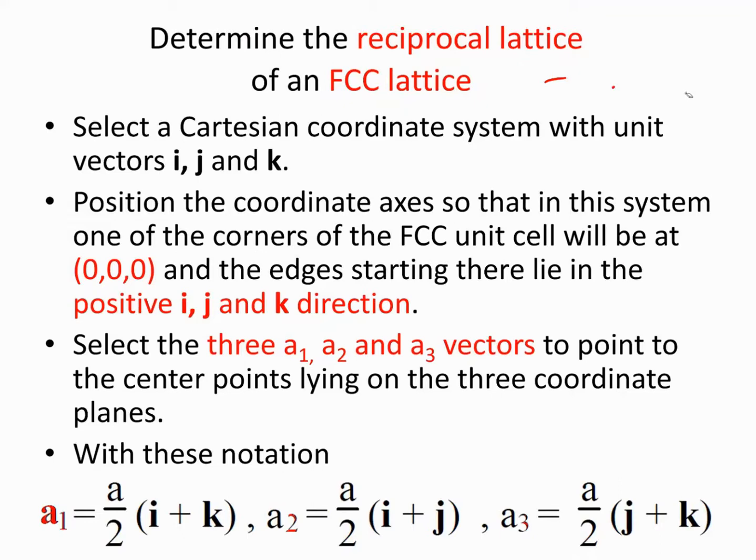So now first you need to select the coordinate system with unit vectors i, j, and k. Then you need to position the coordinate axis so that in this system, one of the corners of the FCC unit cell will be at 0, 0, 0, and the edges starting there lie in the positive i, j, and k directions. So now you need to select three vectors a1, a2, a3 pointing to the center points lying on the 3 coordinate planes. So with this notation, you have a1 equal to a/2 (i + k), a2 equal to a/2 (i + j), and a3 equal to a/2 (j + k).